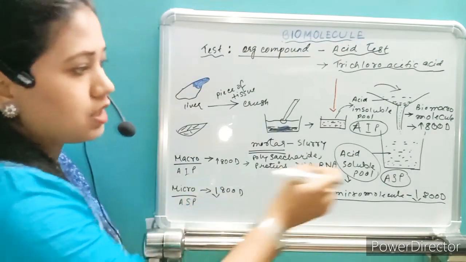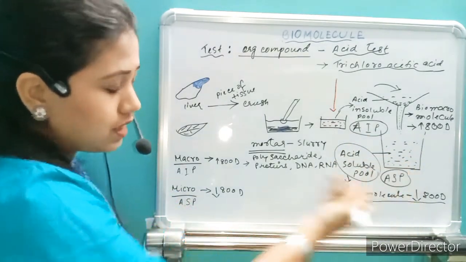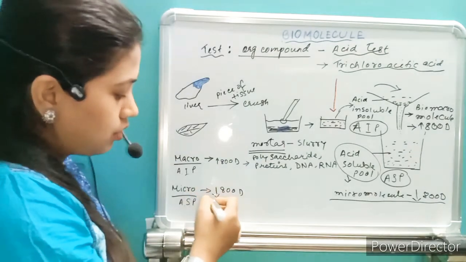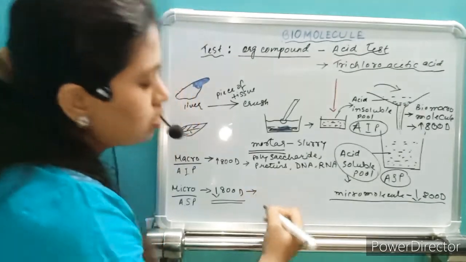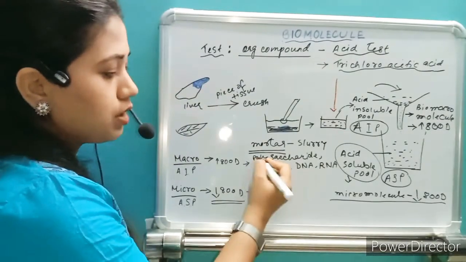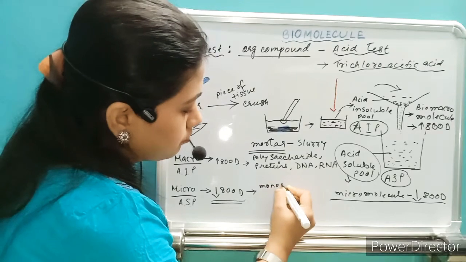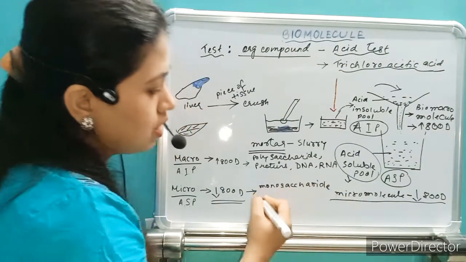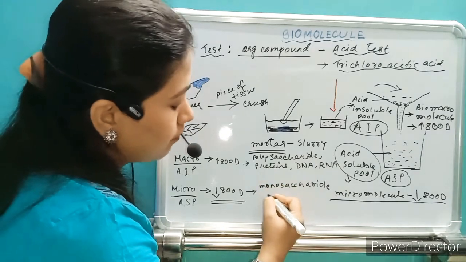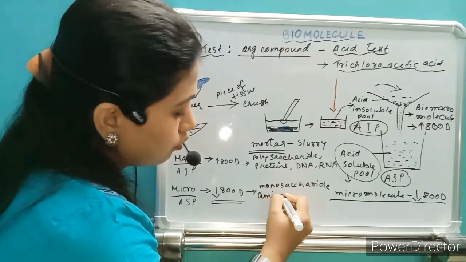Biomicromolecules are found in the acid soluble pool, which get dissolved in the acid and get filtered, and that will have less than 800 Dalton. So it will contain all the monomers. In the polysaccharide the monomers are monosaccharides. What are the monosaccharides? Glucose, fructose, galactose. Then from the protein we will have the amino acids.